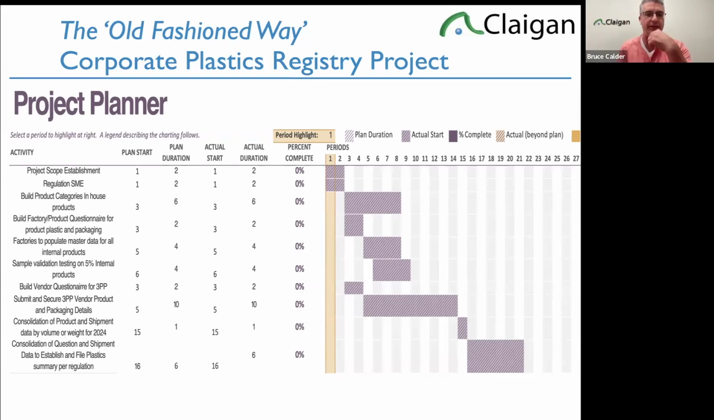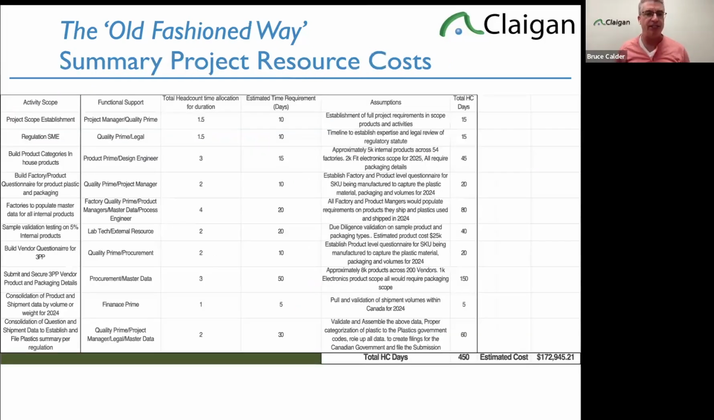So this is the old-fashioned way to do it. Then they create a project budget defining how many hours of different headcounts they need to send the questionnaire to gather the data.